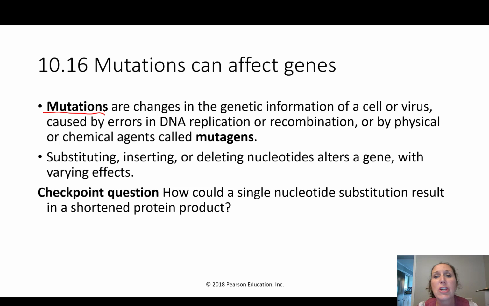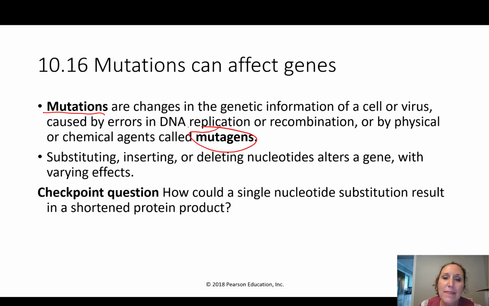So it can either be changes that happened when we replicated the DNA that weren't caught by DNA polymerase. It can be changes that are made in the mRNA because we transcribed it wrong. It can be changes even made in the translation. And there are things called mutagens, which are chemical agents or physical agents like UV rays that can actually change your DNA and mutate it.